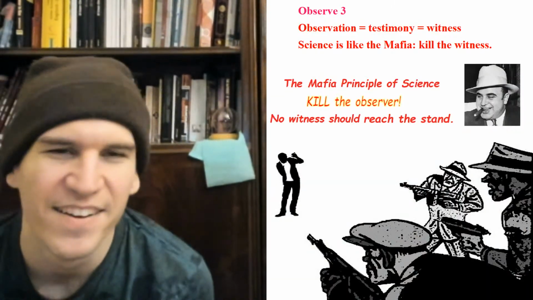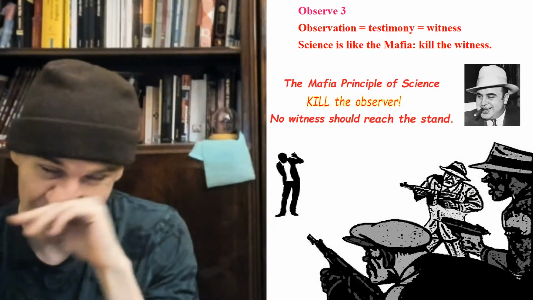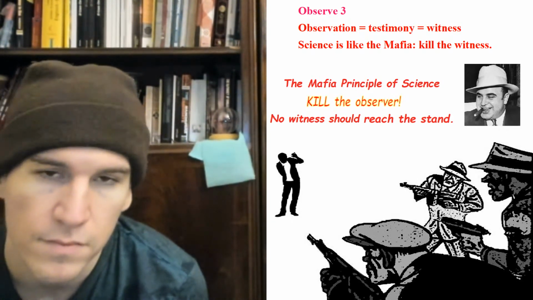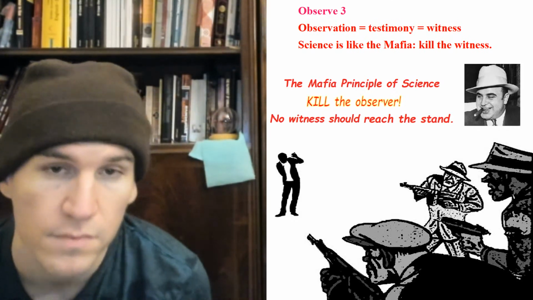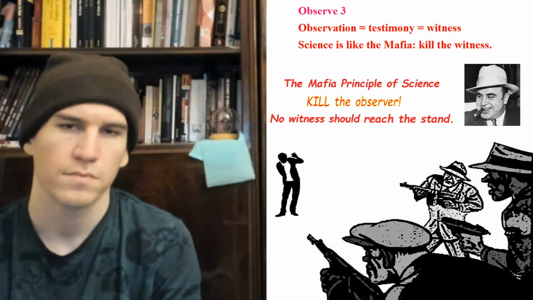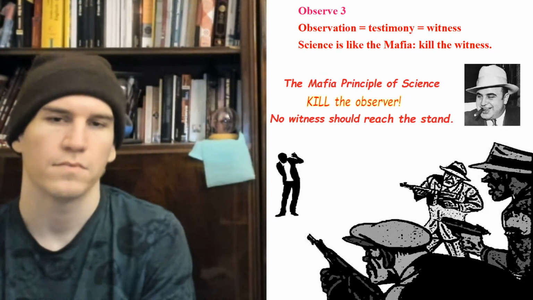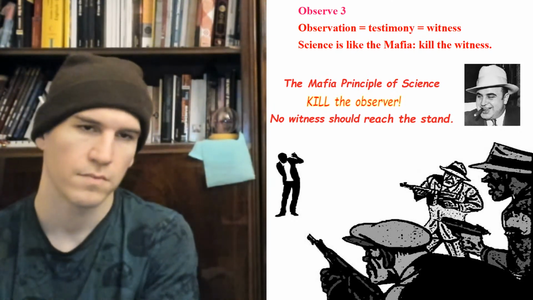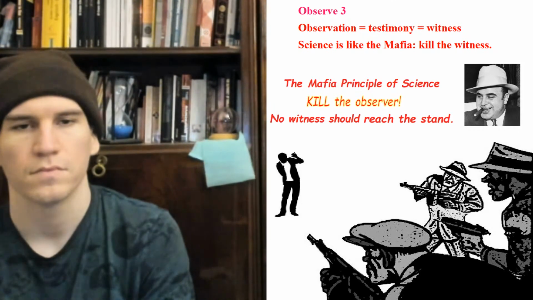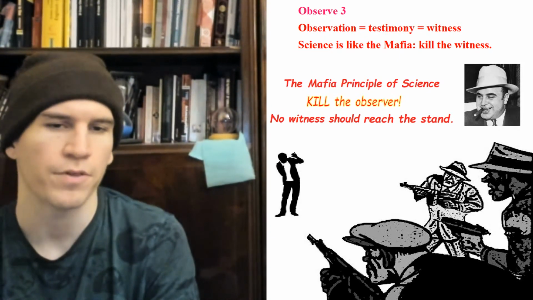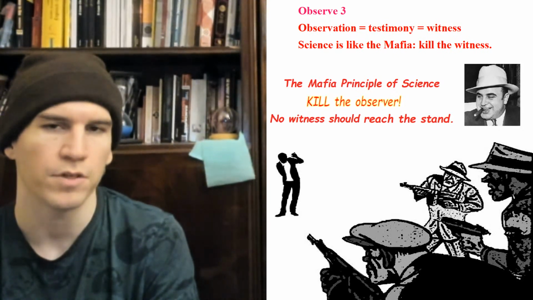Okay, and here's the last one. Last argument for that. Okay, and this is the Mafia Principle of science. Observation equals testimony equals witness. You can't introduce witnesses in science. What you do is you follow Al Capone, and he has the Mafia Principle: kill the observer, kill the witness. No witness should reach the stand. You're saying logic can be done without observations. We do it all with assumptions. So observers just muddy the water.